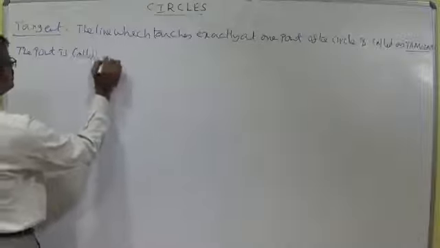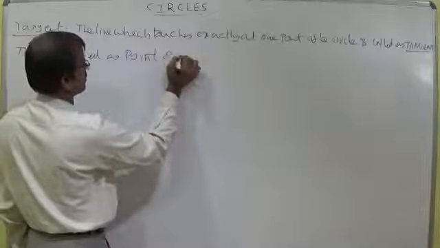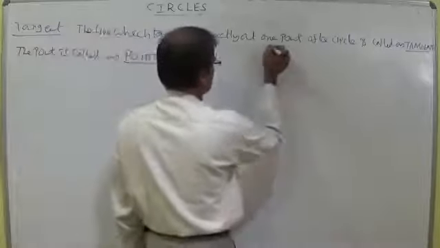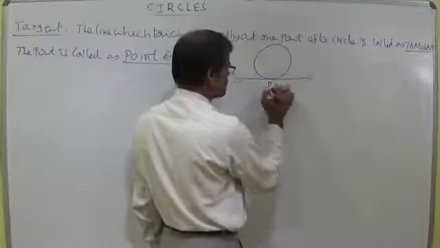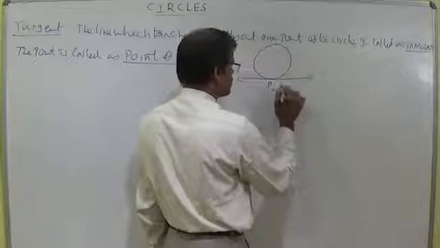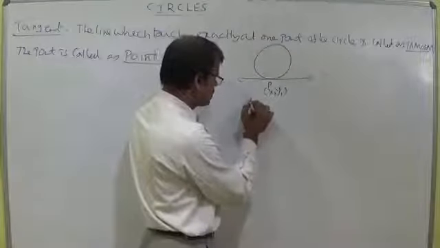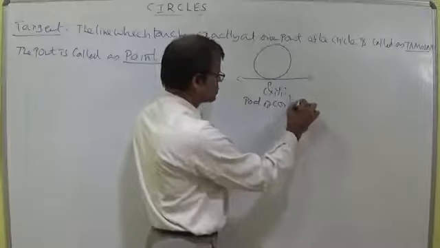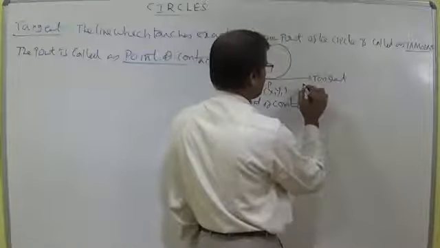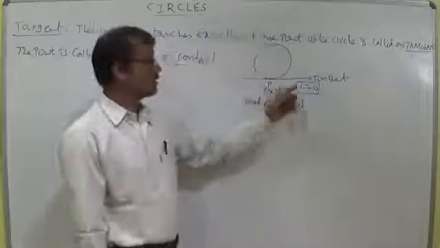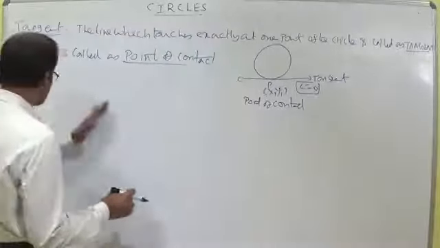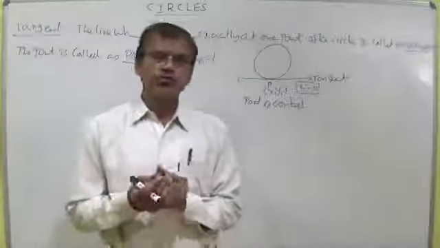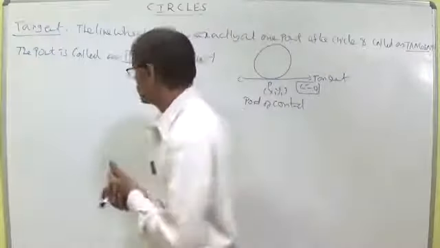The point is called the point of contact. Draw the diagram like this. Draw the line. This is P. This is going to touch the circle exactly at one point. P(x1, y1) is the point of contact here. The line which touches exactly at one point is called a tangent, and P(x1, y1) is called the point of contact. Now tangent is completed. Let us discuss the length of tangent. Before that, we can discuss the secant rule.